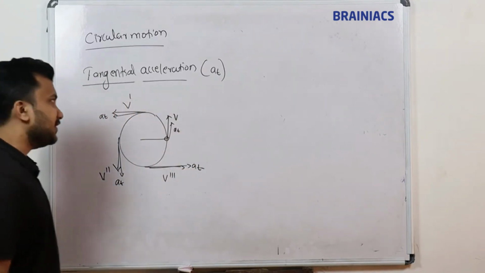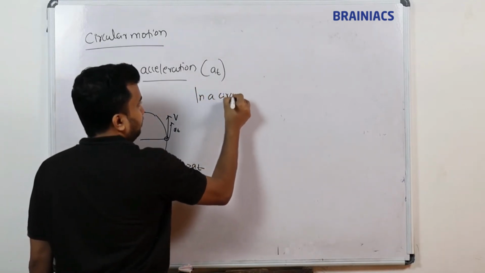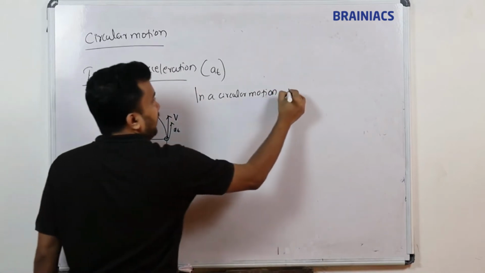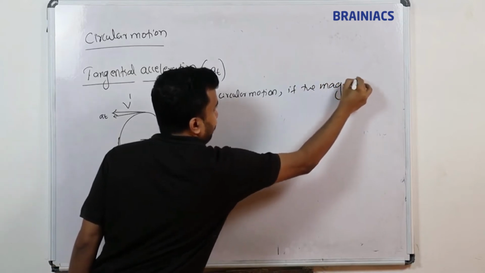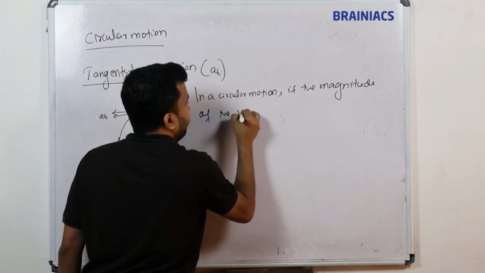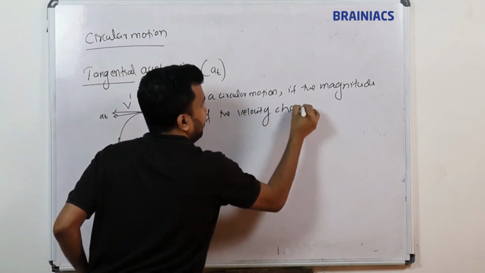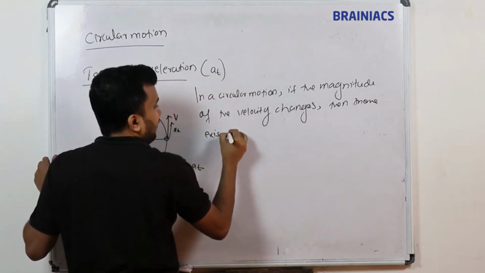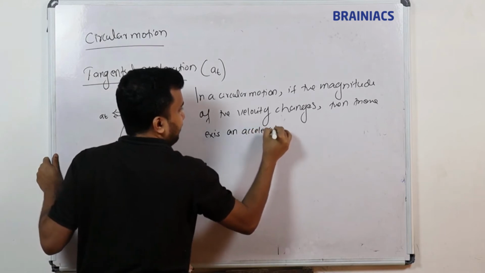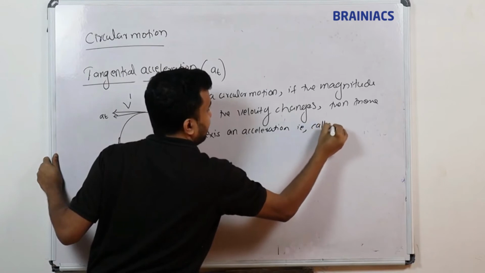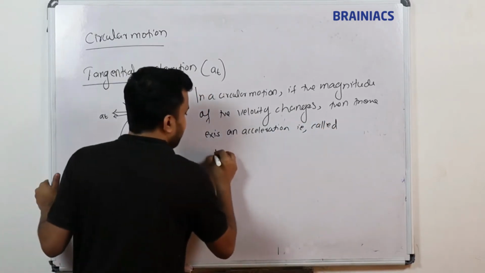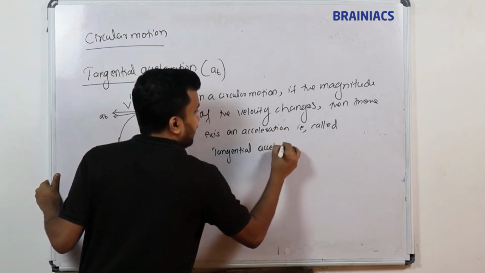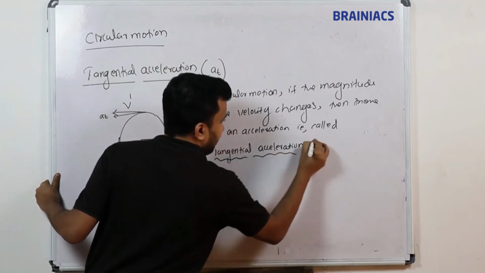So we will write: in a circular motion, if the magnitude of the velocity changes, then there exists an acceleration, and that acceleration is called tangential acceleration.